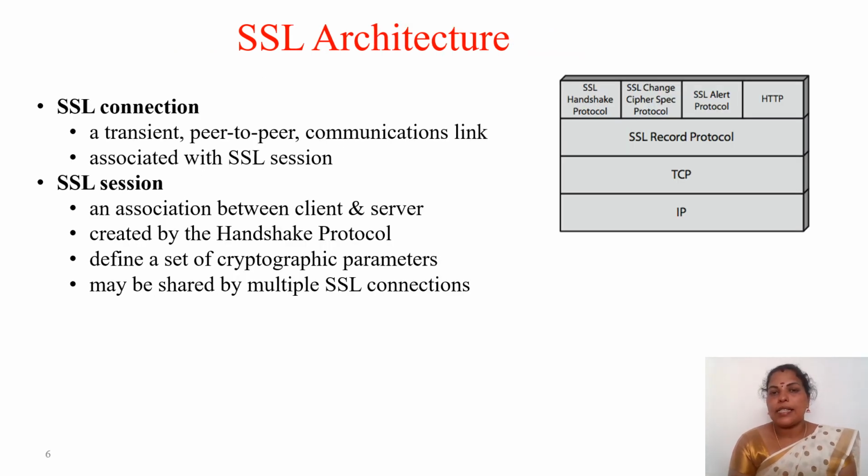So here you can see the SSL architecture. See here IP, TCP, then only we are having the SSL record protocol. Above that we are having the SSL handshake protocol, SSL change cipher spec protocol, then SSL alert protocol, as well as the HTTP. So in the transport layer security, the secure socket layer architecture is this.